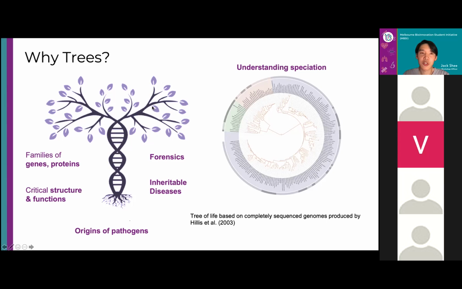Also, we want to look at trees, not just from animals or plants or organisms. We can understand things from the perspective of molecules. So we can understand how families of genes and proteins, how molecules evolved, and how they retain some of their critical structures and functions as they did so. We can also look at trees to look at things like forensics or anything to do with inheritance, so we can understand inheritable diseases. And of course, because we're in the COVID era, we can understand origins of pathogens, which is also critically important.